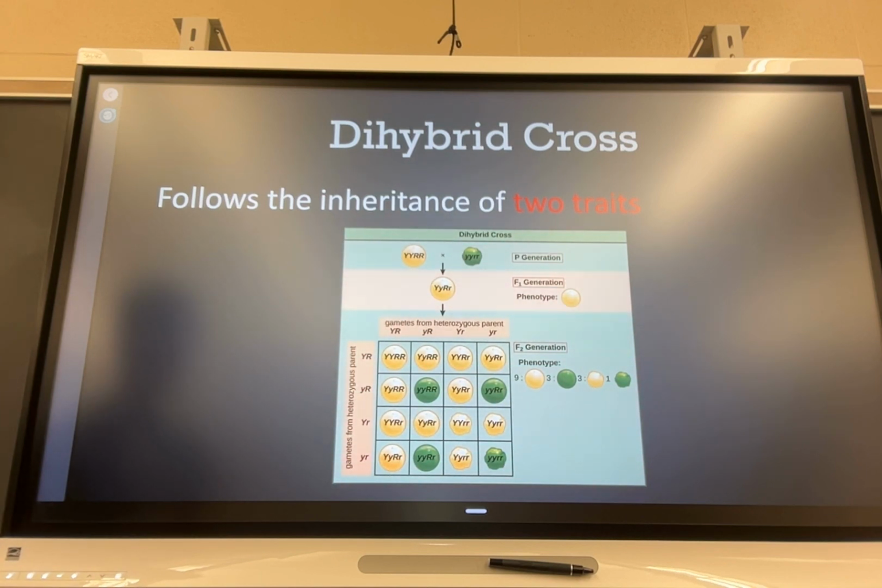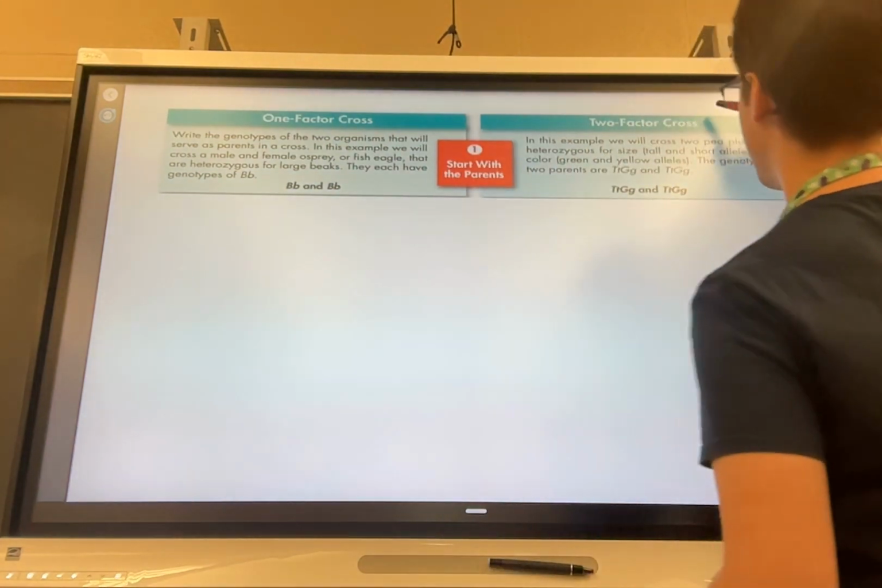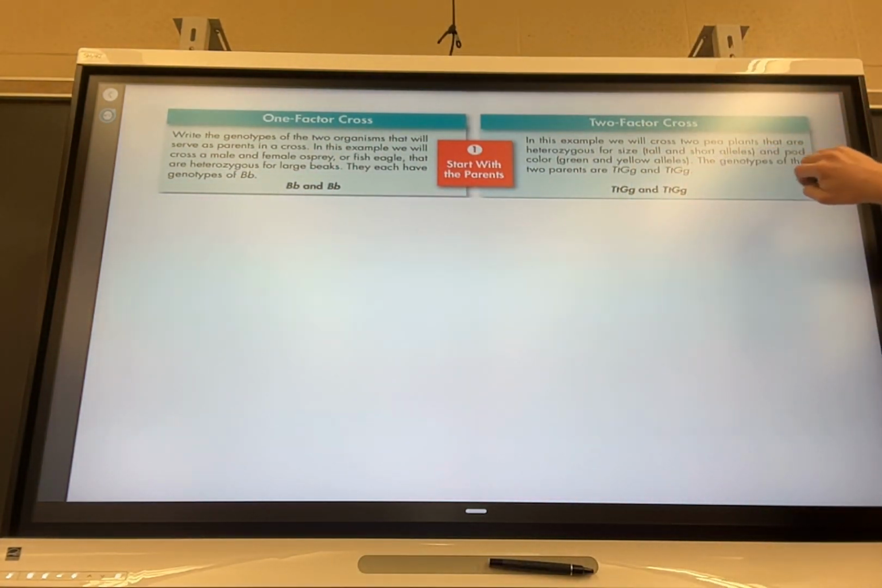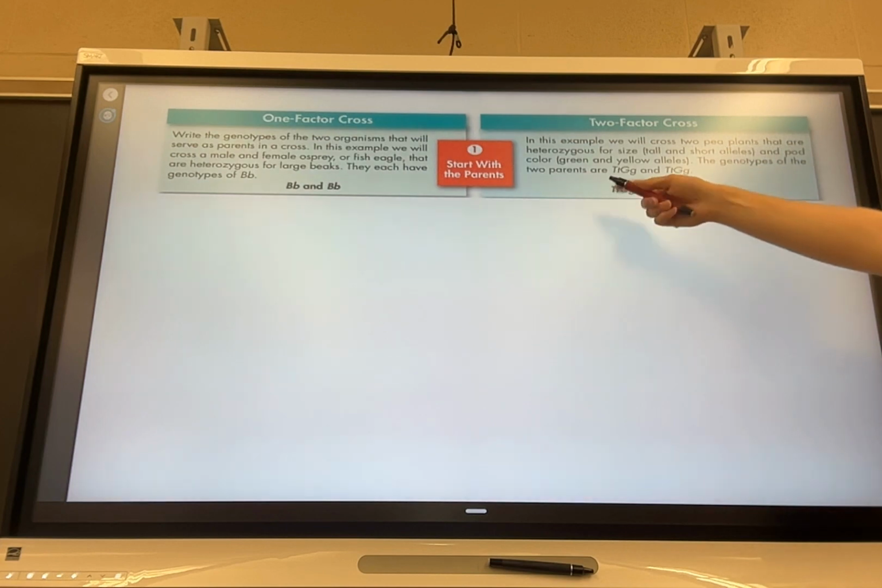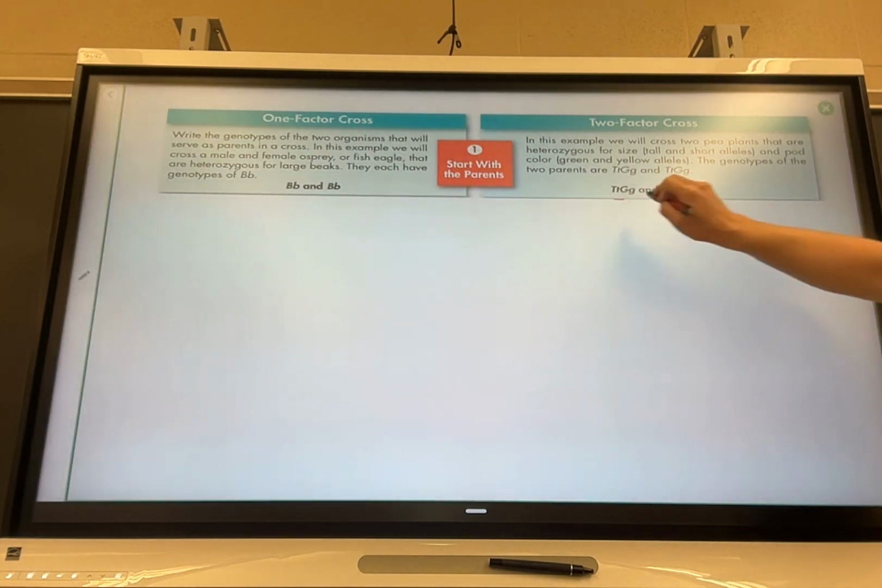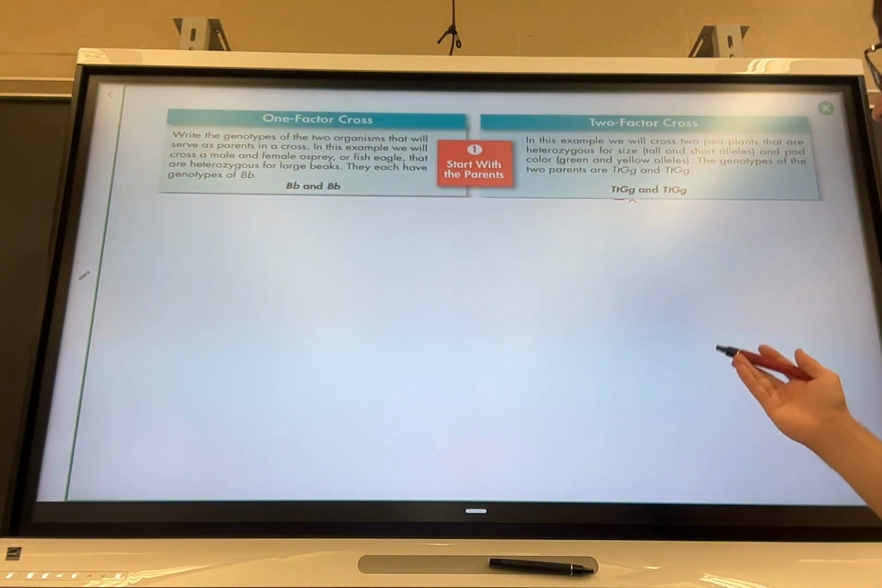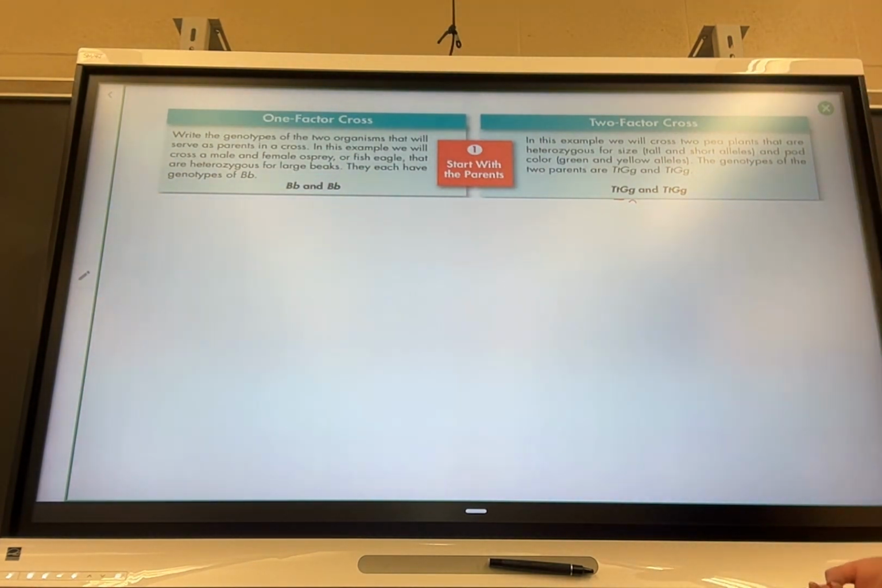So the way we do this, we start with the parents. We need to figure out what the genotypes are for both parents. So if we cross one that is, let's say, heterozygous for size and pod color, we need to figure out that we have 2 traits, one from mom, one from dad, for each different gene. So the gene for pod color in this case is going to be different than the gene for the size.